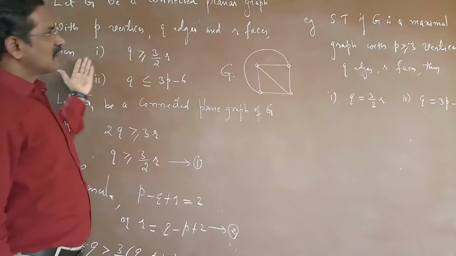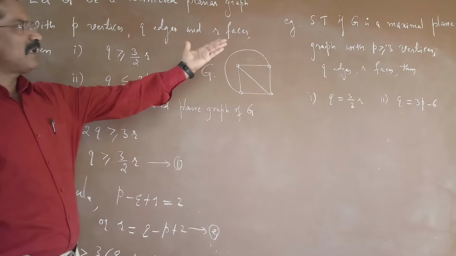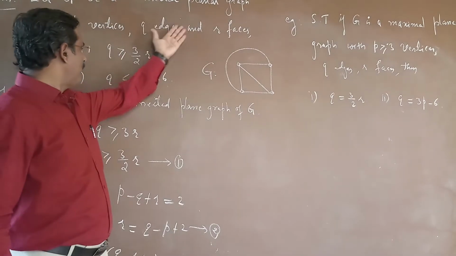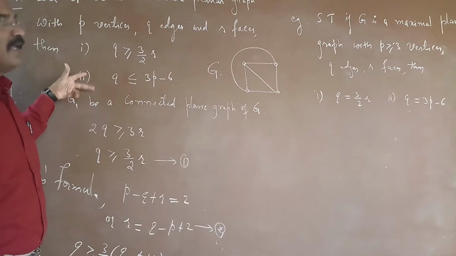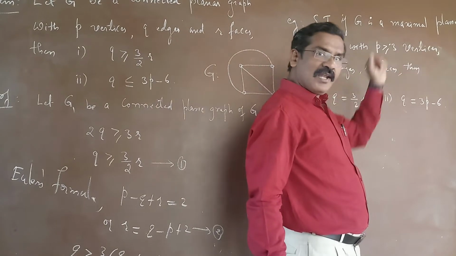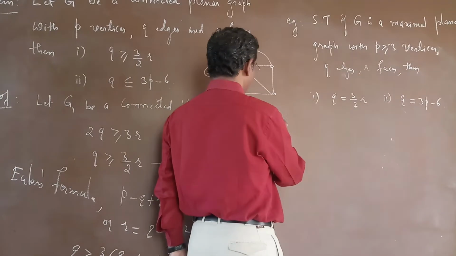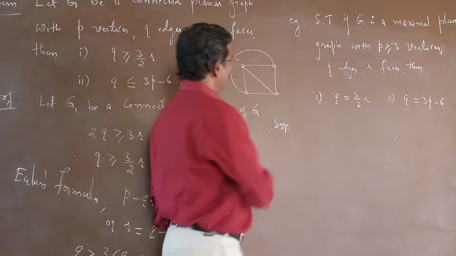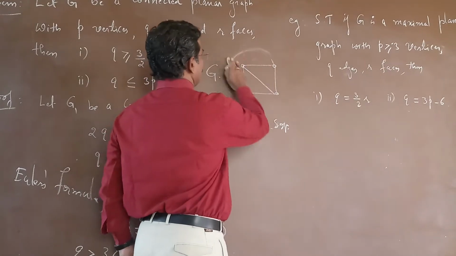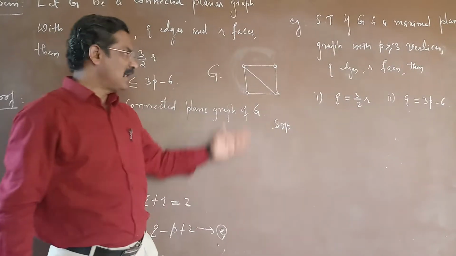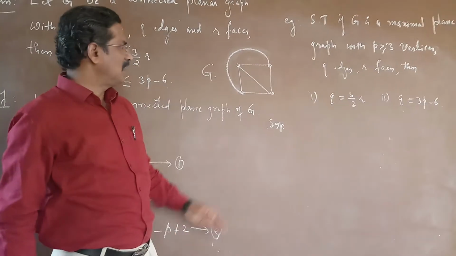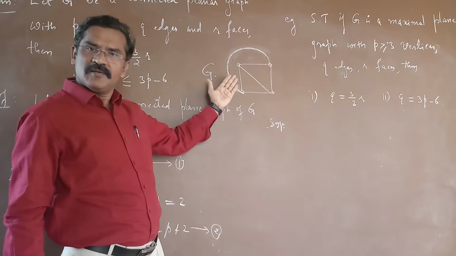So what is the difference between this result and that result? Of course, a maximal planar graph is also a planar graph. Already we have proved that for a planar graph, these two results hold. Now, what is the particular case here? It is a maximal planar graph. Already we know what we mean by a maximal planar graph. This is a maximal planar graph. If we delete this edge, it will be just a planar graph. But if I join these two vertices, this will be one example of a maximal planar graph.